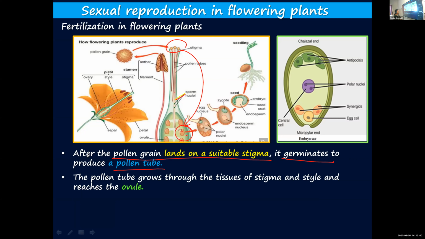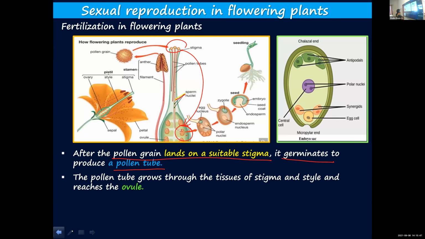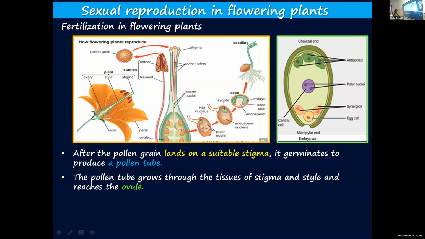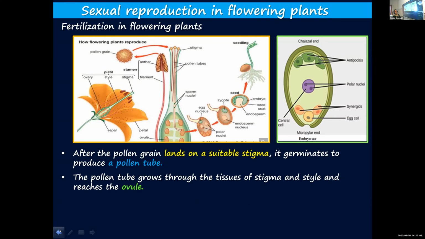The pollen tube will grow through the tissues of stigma and style because it has to reach the ovule. Why does it have to reach the ovule? Because it is inside the ovule that the egg cell is present. The pollen tube will grow through stigma and style and reach the ovule. Once it reaches the ovule, it will transfer the male gamete, and the male and female gametes will fuse together.